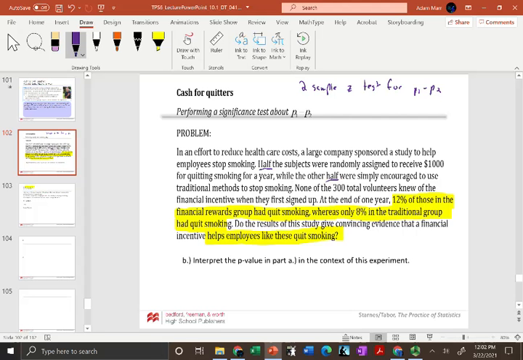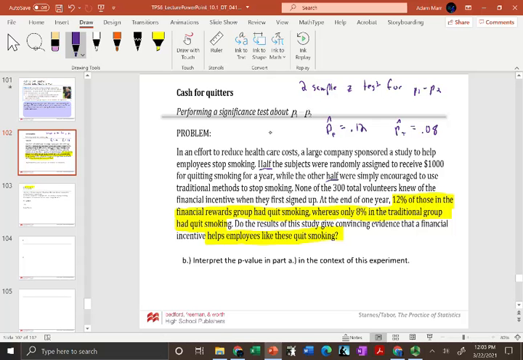Okay, so we're going to do a four-step process, but before I do that, I'm just going to write some notes. First, the first p-hat: it looks like 12% of those in the financial rewards group. So I'm going to call that p-hat sub F. They had 12% success in quitting smoking, or 12% of the people in that group quit smoking. And in the other group, the traditional group, they were just told traditional methods to quit smoking. 8% of the people in their group ended up quitting. Okay, so that's important.